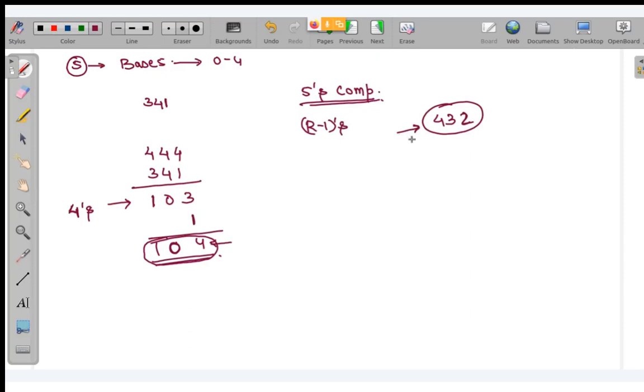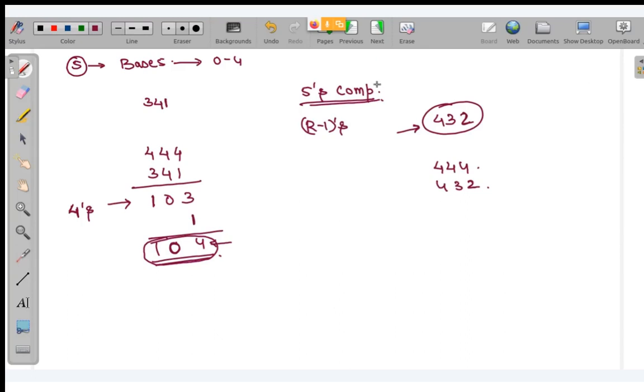So for 432, yes, tell me Shubham, what happened? Sir, I have a doubt. Please explain the question. So what I was saying, in a 5's complement, you give something like 432, and here we have to subtract it from 444, right? Yes. So what happens if the number is greater than 444, like 446, 448?